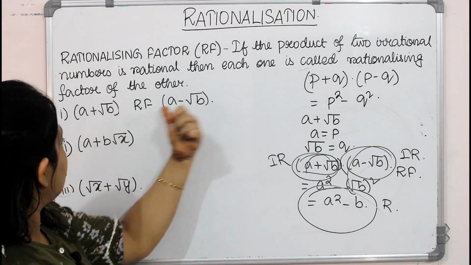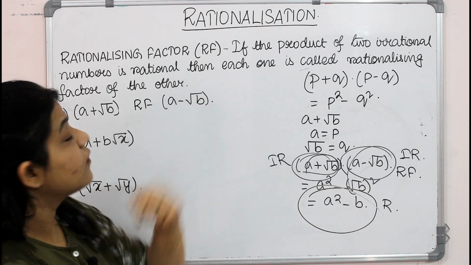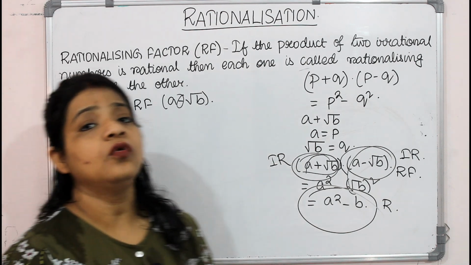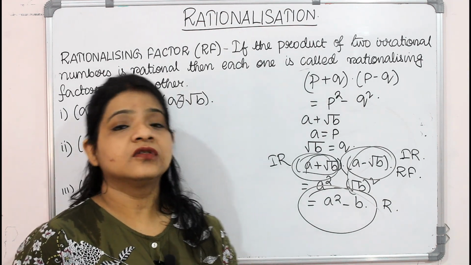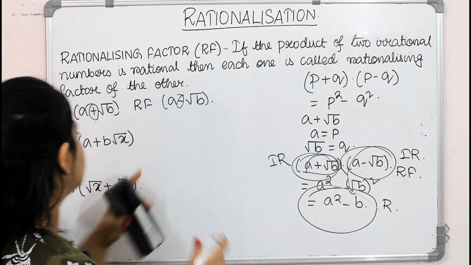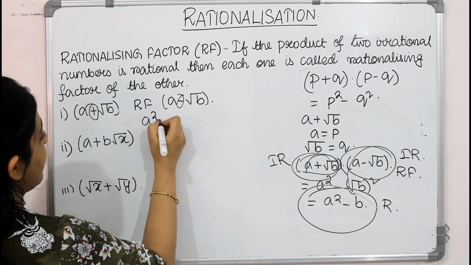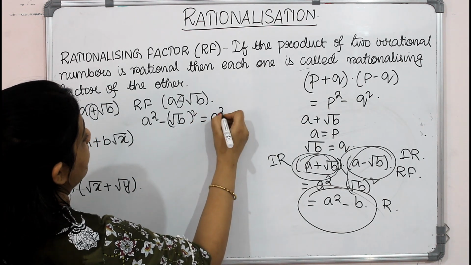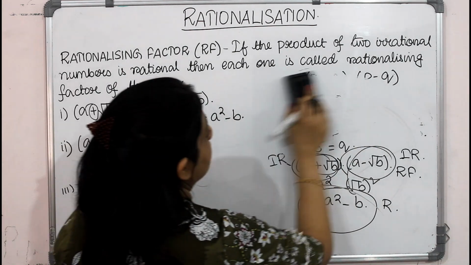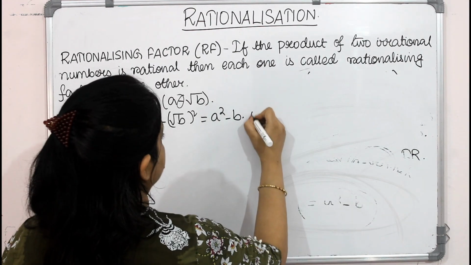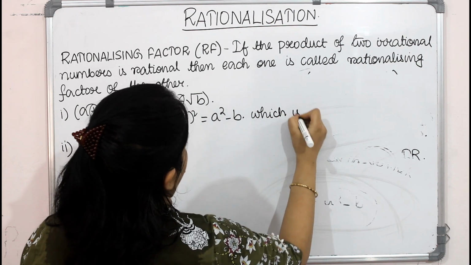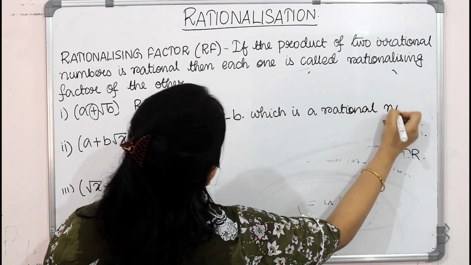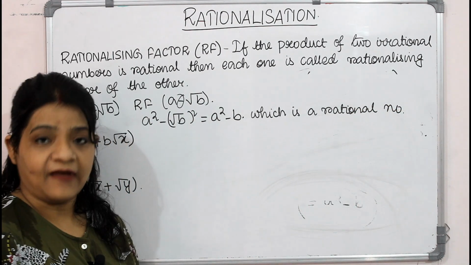Like see, a has remained as it is, root b also has remained as it is, only the plus sign has been changed into minus sign. Okay, so this is the rationalizing factor. If you go by the formula a square minus root b square, using this formula you are getting a square minus b, which is a rational number. So see, it is very easy to predict the rationalizing factor.